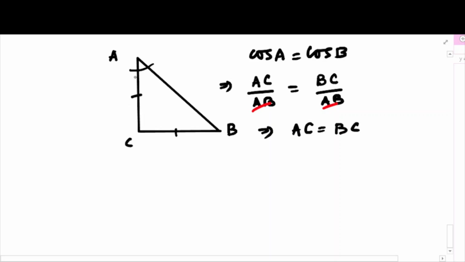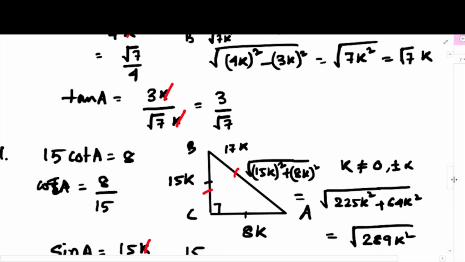So this triangle ABC becomes an isosceles triangle where the two sides BC and AC are equal. That means the angle opposite to the side AC, which is angle B, is equal to the angle opposite to the side BC, which is angle A. So angle A is equal to angle B, hence proved. This was question number 6. Now what do we have in question number 7?